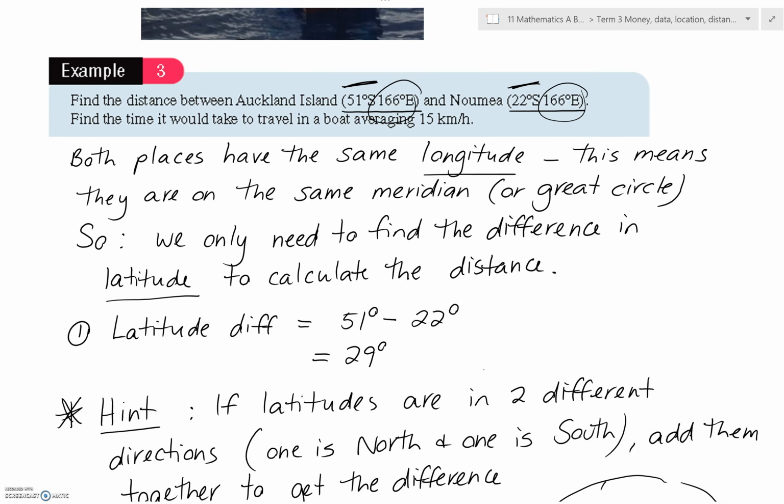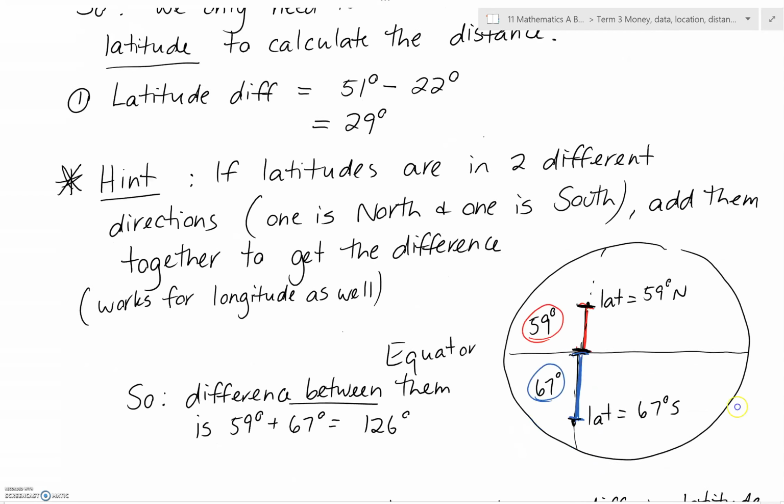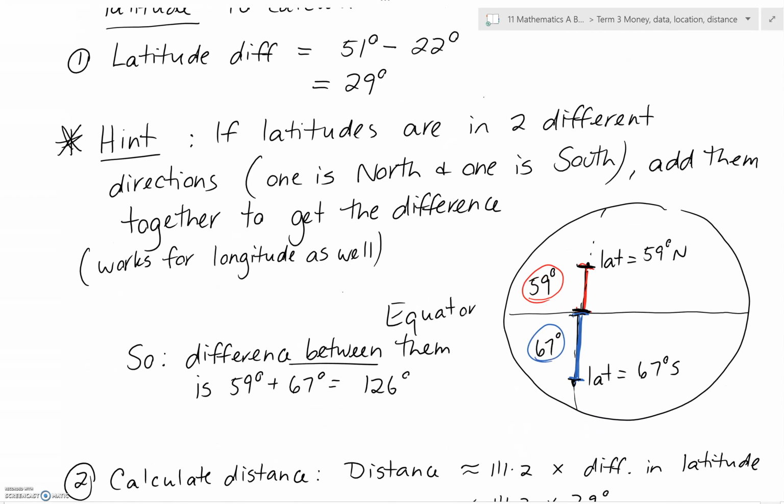Now, something I want you to stop and think about for a minute is what if one was north and one was south? So you can see in this case, both of our latitudes are south. They're both south of the equator. But if one was north and one was south, we need to do something a little bit different. So let's say this is our position here and we're 59 degrees north of the equator, and we want to go to a place that is 67 degrees south of the equator.